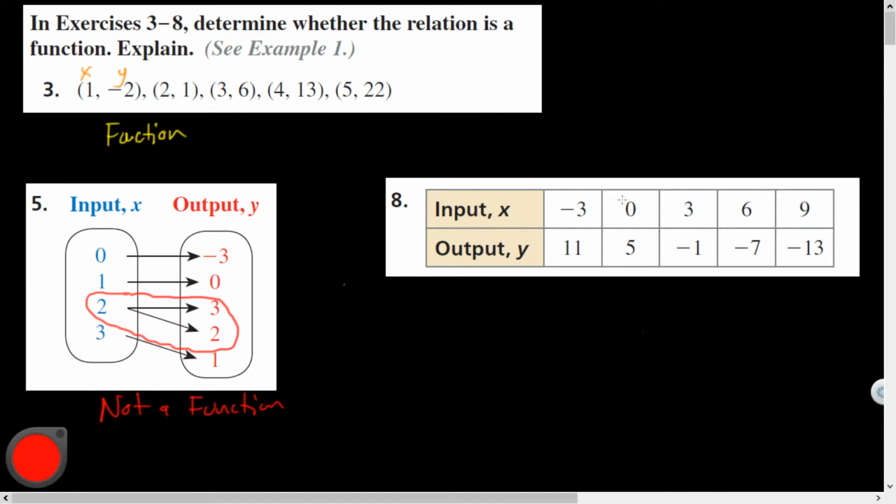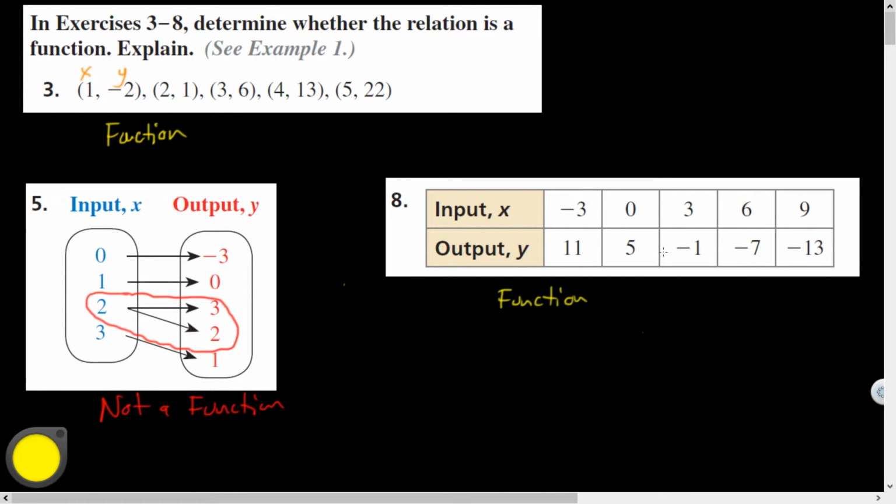Over here, here's an input-output table, similar to this, except now it's arranged in a table, little boxes, cells. Let's see, is this a function? -3, 1 output; 0, 1 output; 3, 6, 9. All of these give 1 output, so that's a function, 1 output for every input.